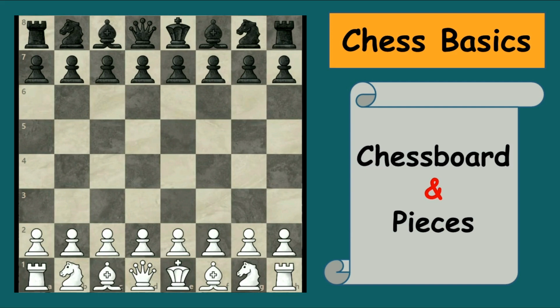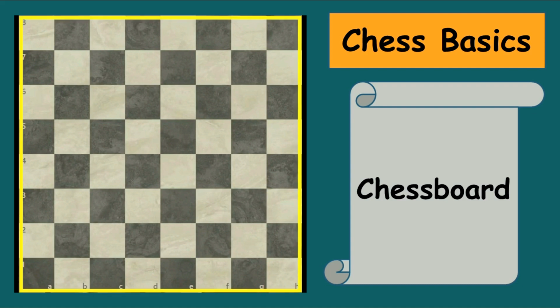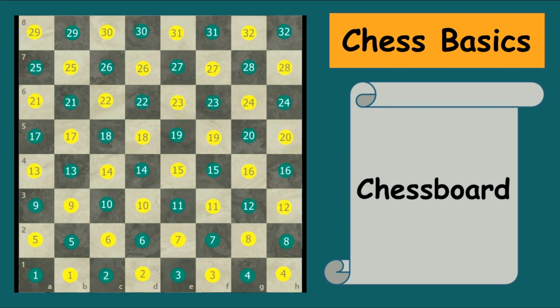Chess is a two-player, strategy-based board game. To play chess, we need a chess set, which is nothing but a chessboard and pieces. First up, we will see about the chessboard. A chessboard itself is a perfect square wherein 32 light and 32 dark squares are alternately arranged.